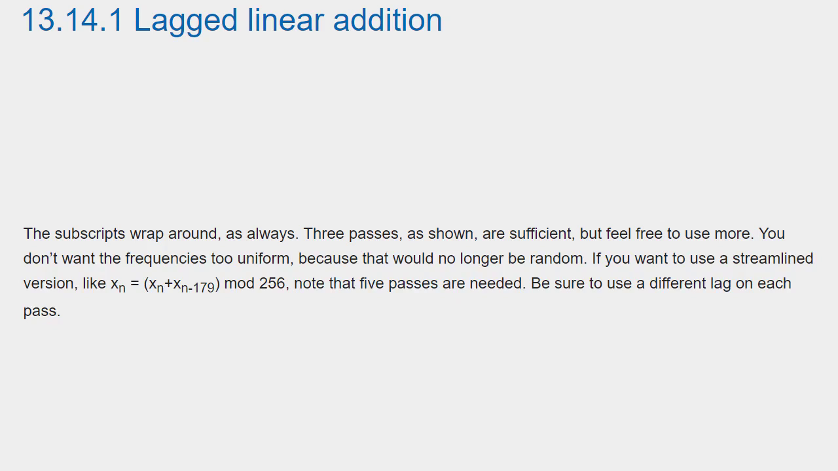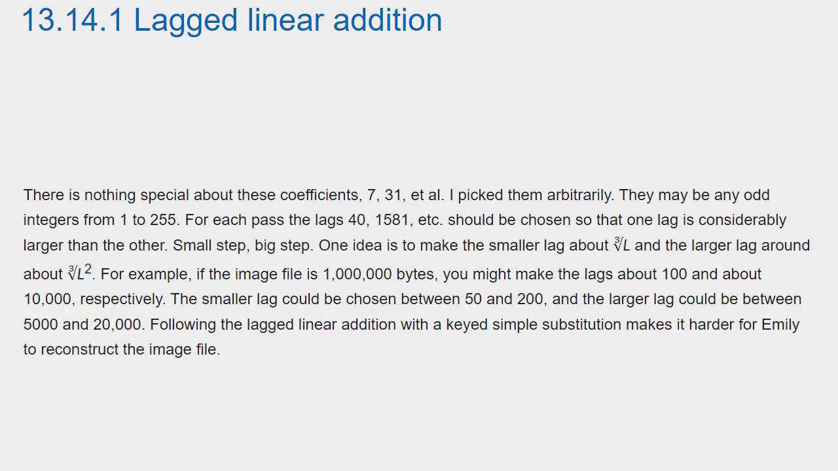If you want to use a streamlined version, like x_n equals (x_n plus x_(n minus 179)) mod 256, note that 5 passes are needed. Be sure to use a different lag on each pass. There is nothing special about these coefficients, 7, 31, et al. I picked them arbitrarily. They may be any odd integers from 1 to 255.